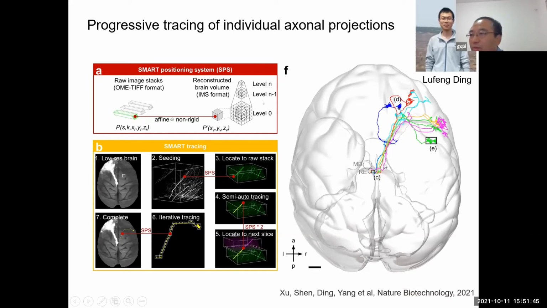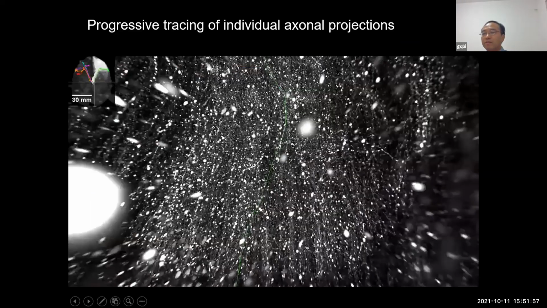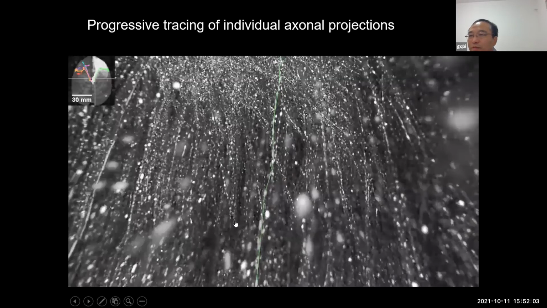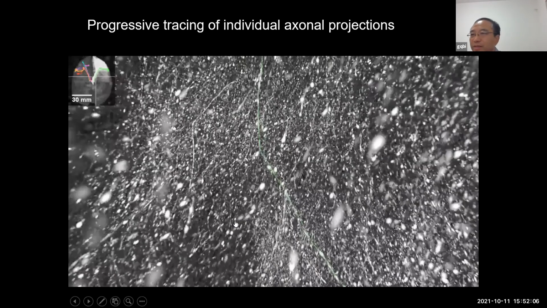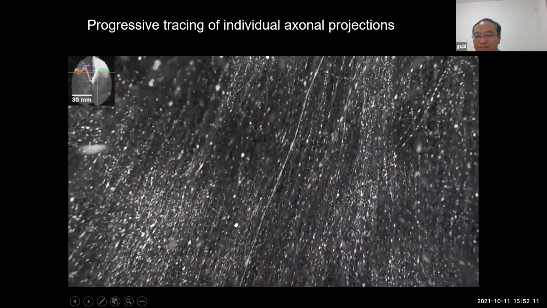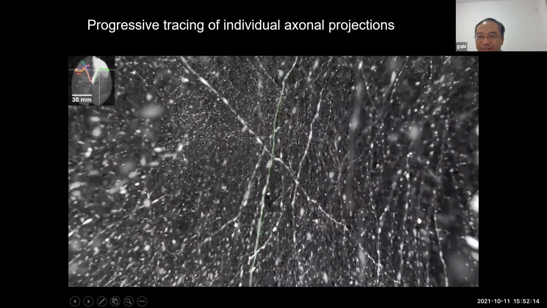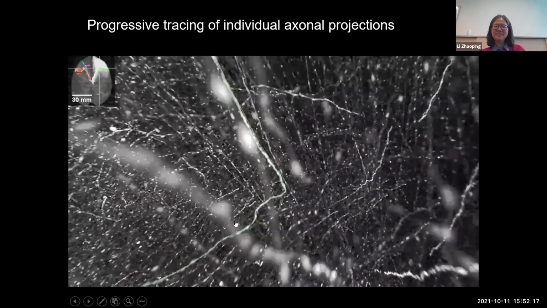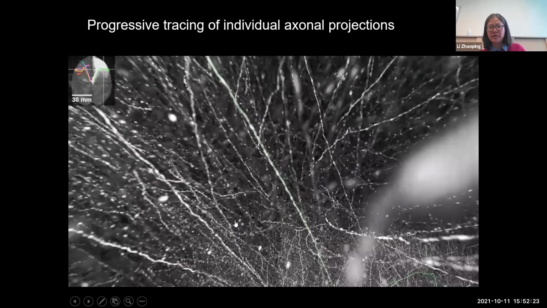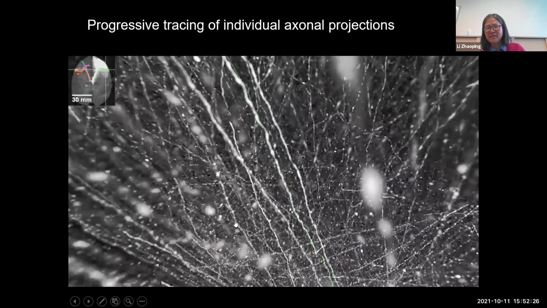So they were able to trace a couple dozen axons from the MD to the frontal cortex, and here you can see one single fiber, the journey of one fiber from the thalamus to the cortex. I like this movie because it reminds me a little bit of Star Trek or Star Wars. And this is with almost near zero error rate as it goes along the track.